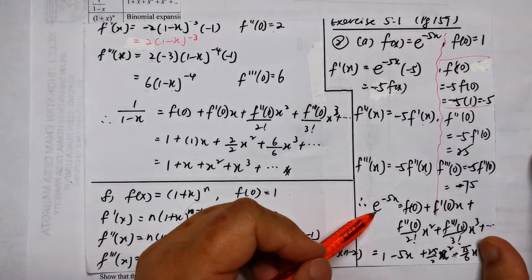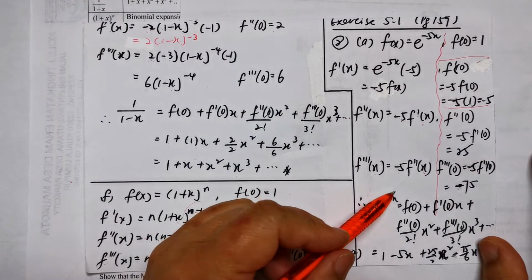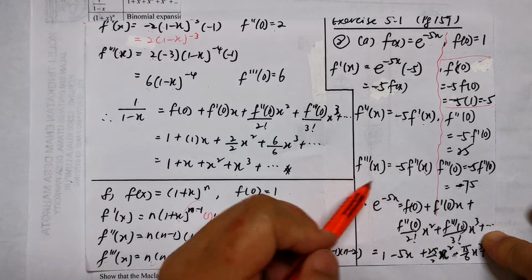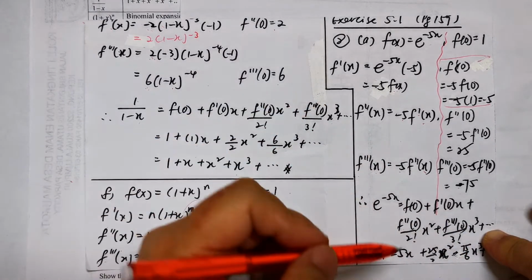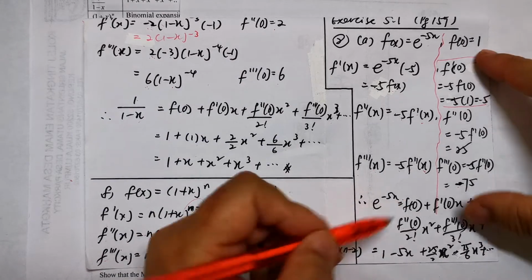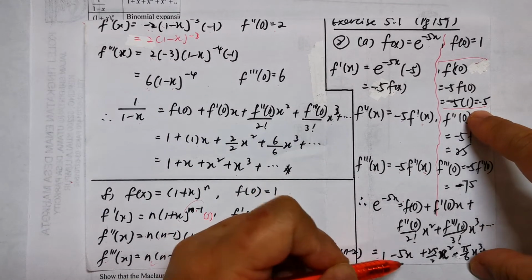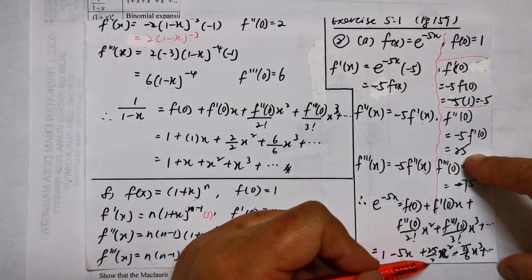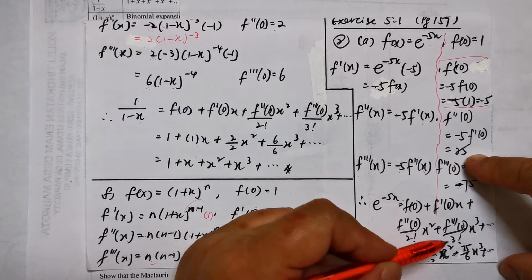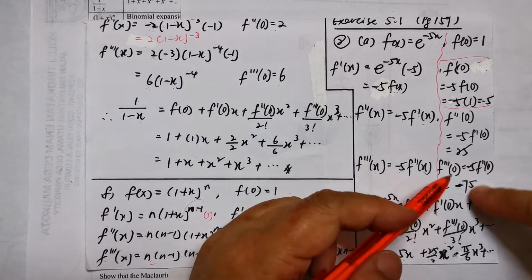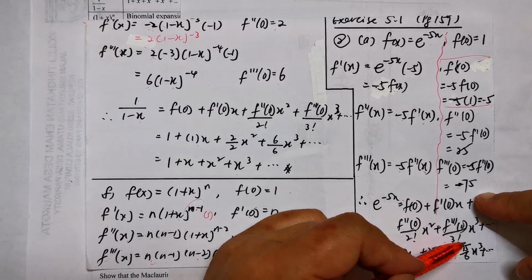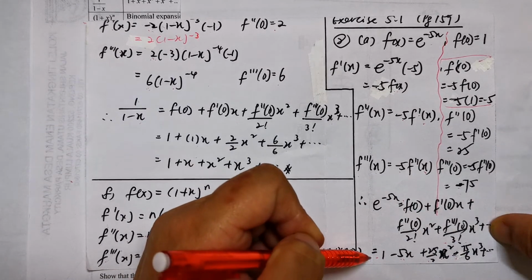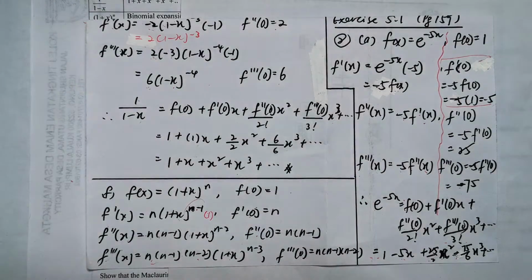Then next, for the function e power negative 5x, copy the Maclaurin's theorem up to x cubed, because I did up to the third derivative, then just substitute the values. So f(0) is 1. f prime 0 is negative 5, so negative 5x. f double prime 0 is 25, so 25 over factorial 2, which is 2, x squared. And f triple prime 0 is negative 75, and factorial 3 is 6. This one cannot simplify anymore, so this is the final answer.